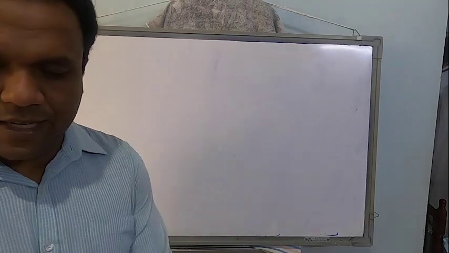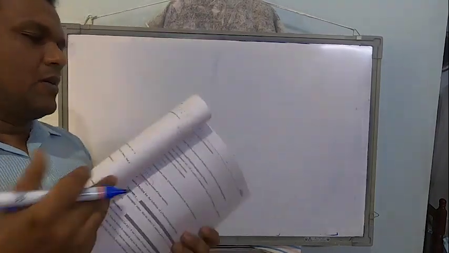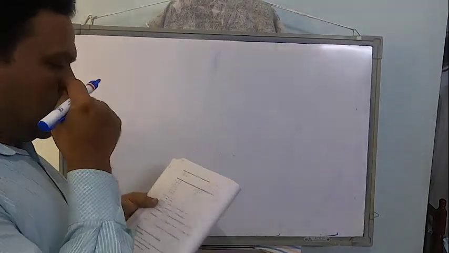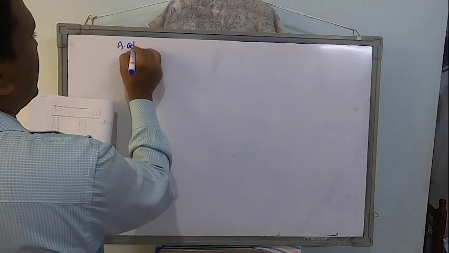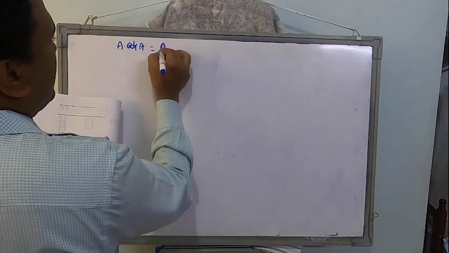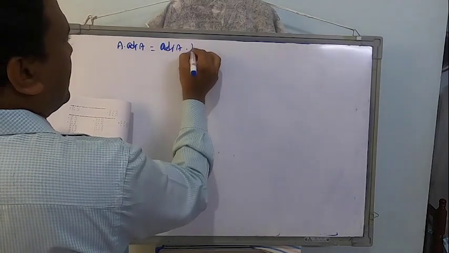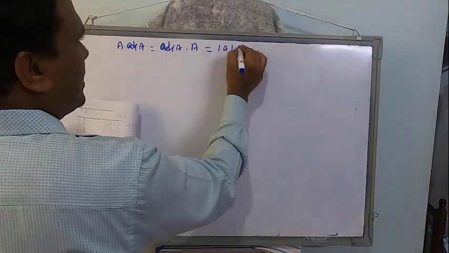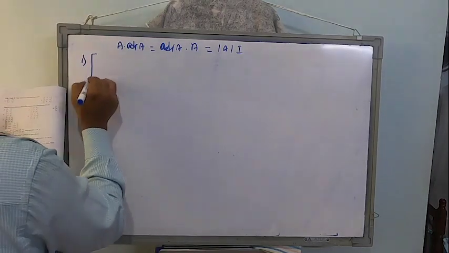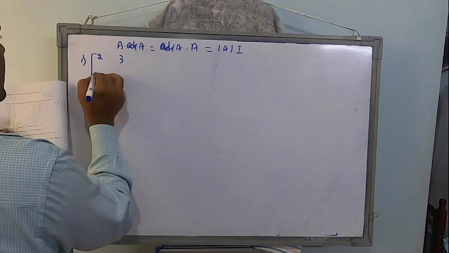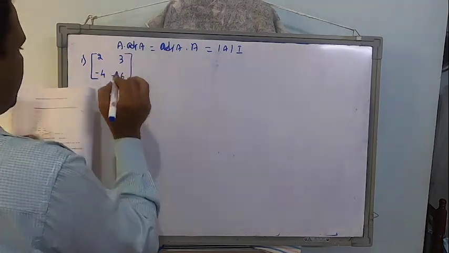So let's move to the next. Now the heading for the third and the fourth: verify the result. A into adjoint A is equal to adjoint A multiplied by A is equal to determinant A multiplied by I. So the first one under that is given as 2, 3, minus 4, minus 6.